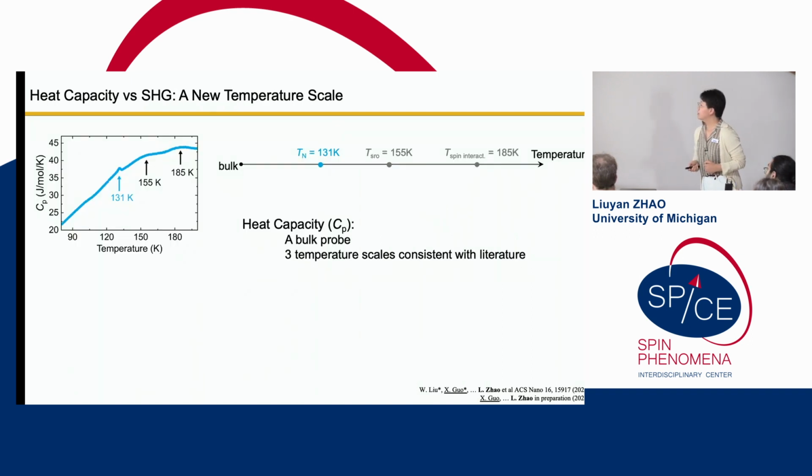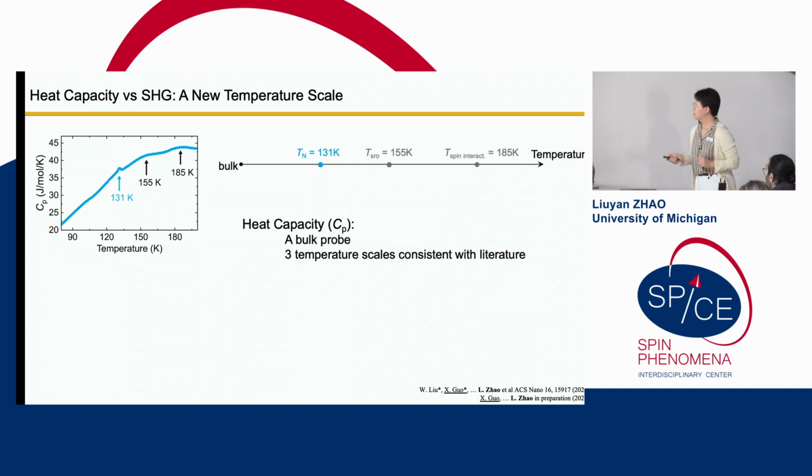Yeah. So then when we get the sample, we first do a heat capacity measurement in collaboration with Lu's group. In the heat capacity measurement, for the samples we can reproduce the 3 bulk sensitive signals, critical temperatures, 185 Kelvin, 155 Kelvin, and 131 Kelvin. 131 is just 1 degree lower than the literature.